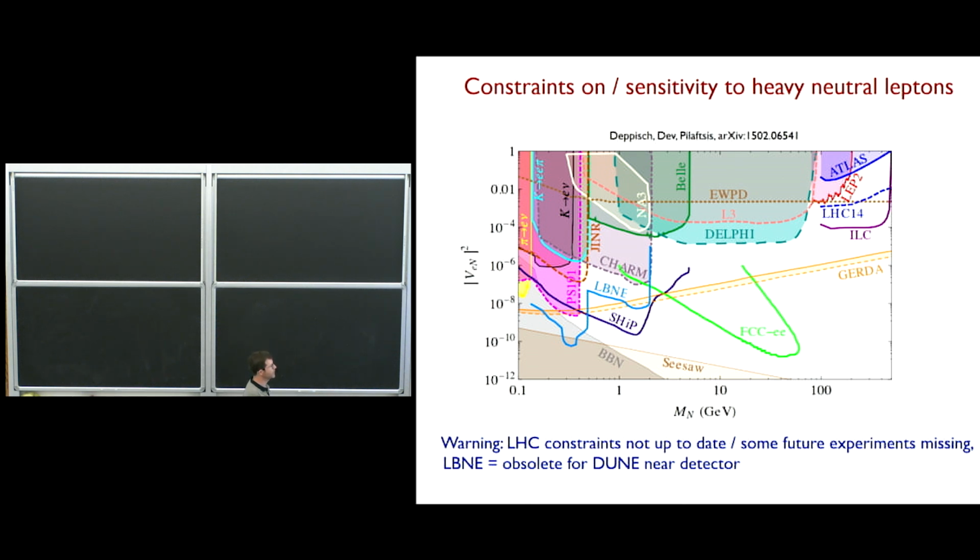Here you have a limit. As I said, it needs to be updated. GERDA at that time had the best limit on neutrinoless double beta decay. Now it's KamLAND-Zen, but since we're on a logarithmic scale, that wouldn't change anything, in fact.